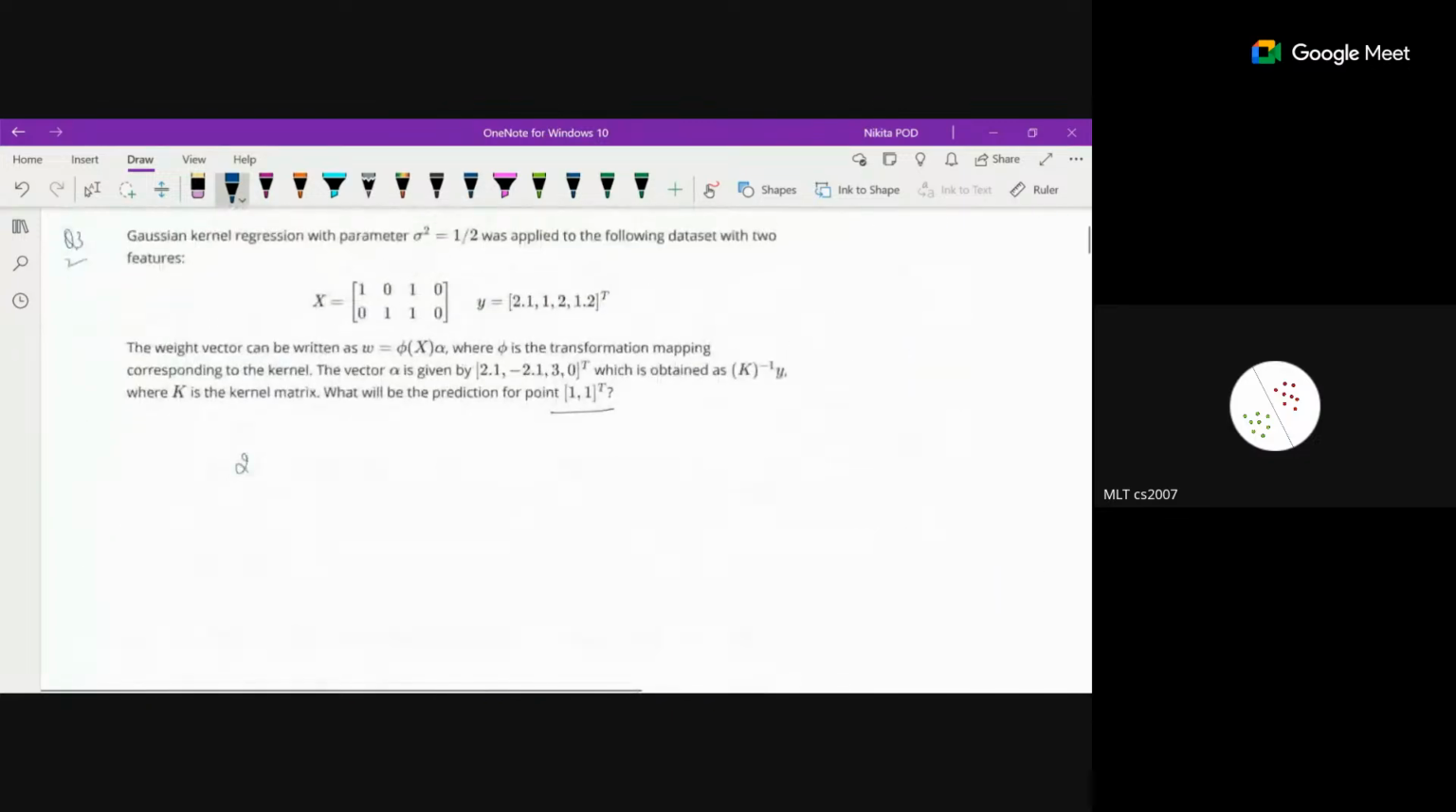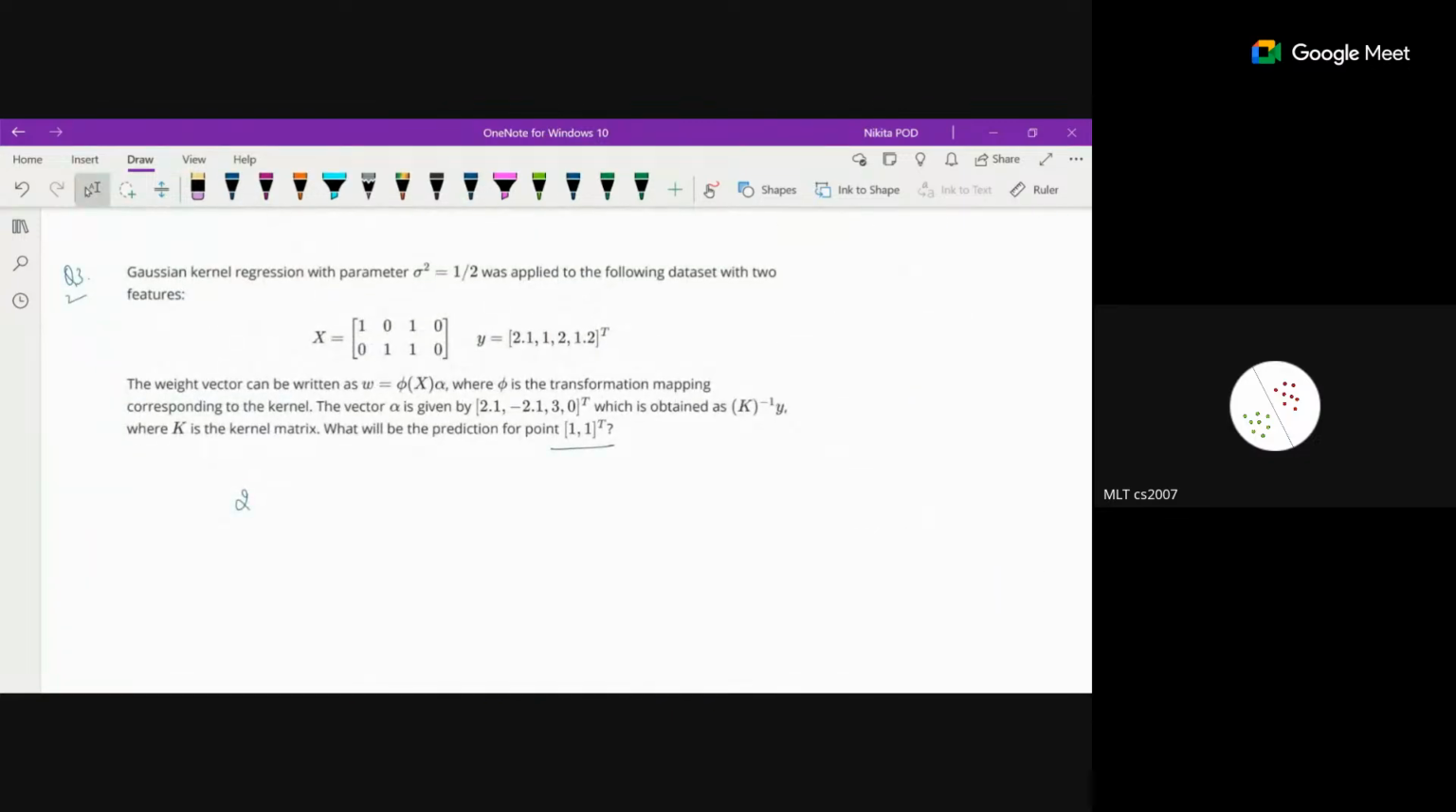So we have to predict for this. You have X test to be 1 1, right? And the prediction for this 1 1 is going to be the sum over alpha i times the kernel of xi with x test, right? i is varying from 1 to 4.